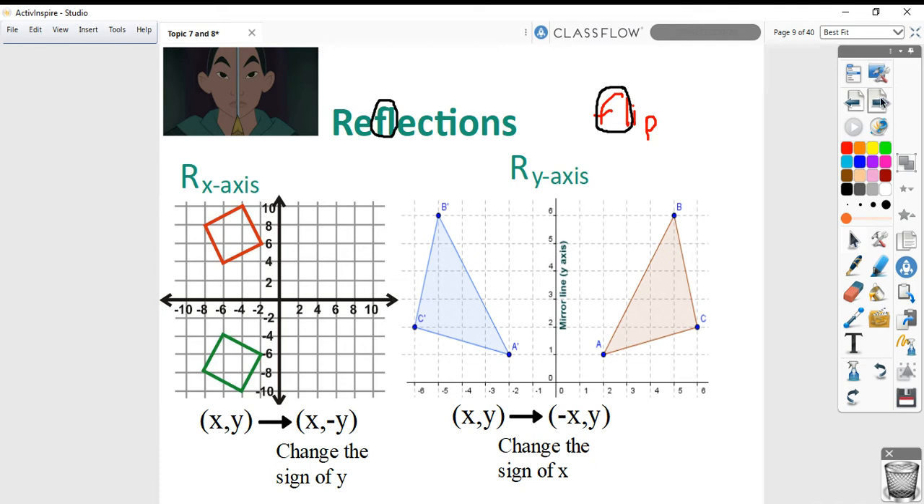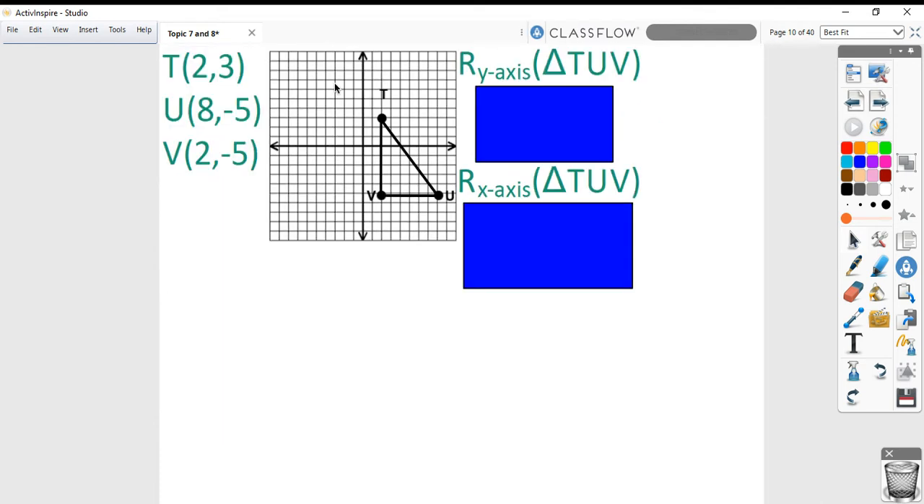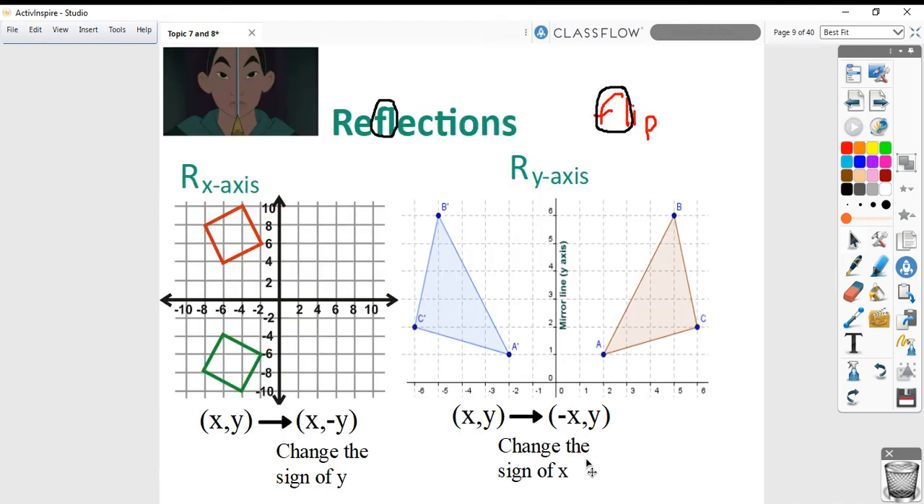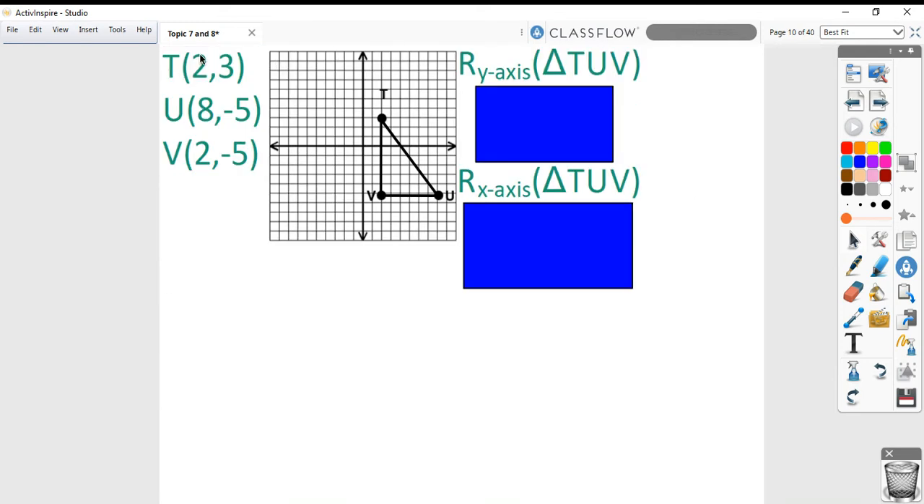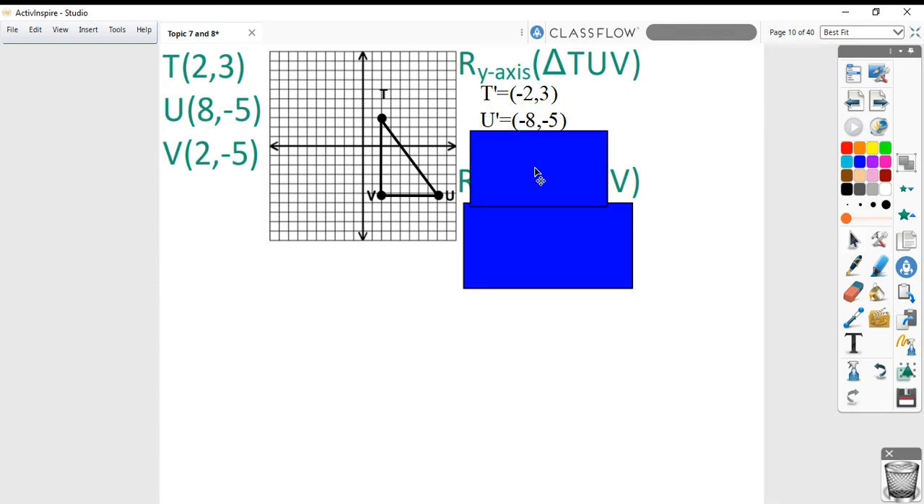Okay. Up next, we are looking at an example. Okay. We've got a triangle already on there. TUV has given coordinates. And when we talked about flipping over the y axis, reflecting over the y axis, we said that we keep the y value, but we change the sign of the x. So that 2, 3 of t is going to turn into negative 2, 3. Positive 8 and negative 5 turns into negative 8 and negative 5. Positive 2, negative 5 turns into negative 2, negative 5. And we can put all of those points onto our graph here pretty easily.